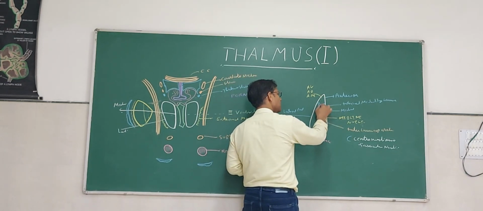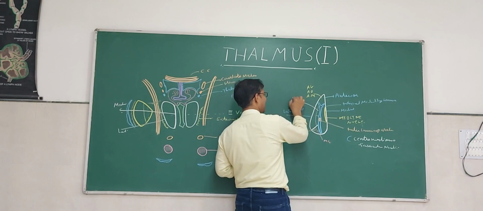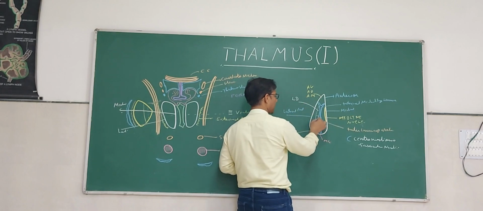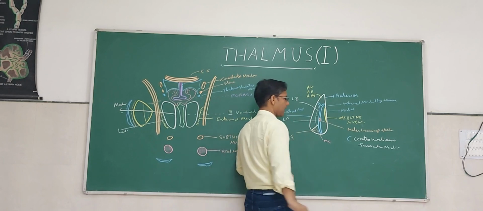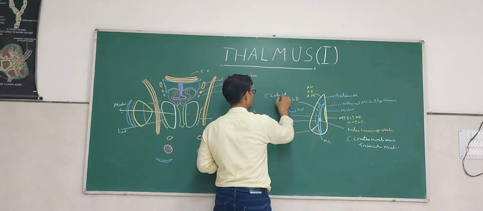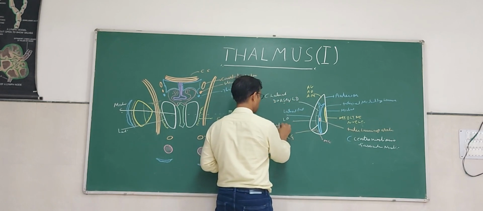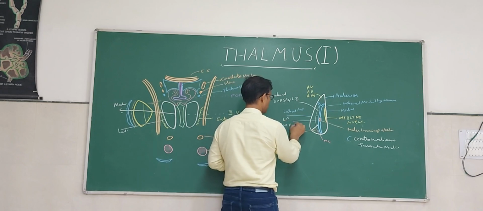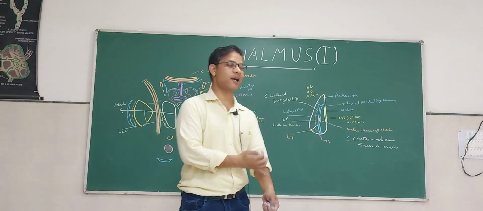Near the internal medullary lamina, this is the lateral dorsal group of nuclei, and this is the lateral posterior group of nuclei, because these are lateral to the internal medullary lamina.